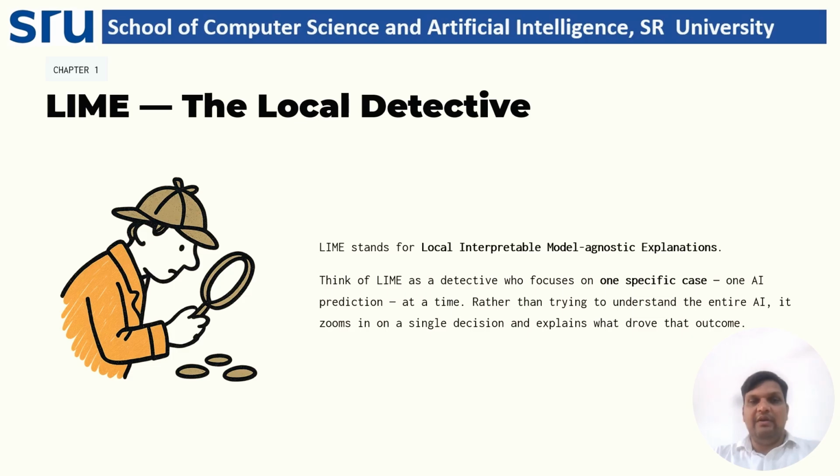LIME stands for Local Interpretable Model Agnostic Explanation. Think of LIME as, say, a detective who focuses on one specific case, one AI prediction at a time, rather than trying to understand the entire AI. It zooms in on a single decision and explains what drove that outcome.